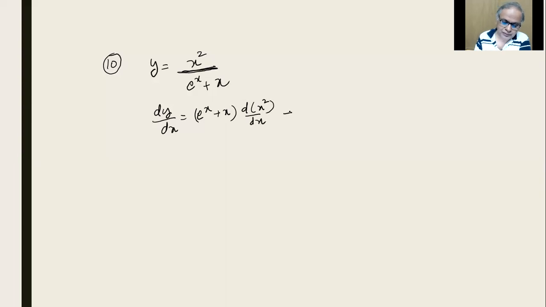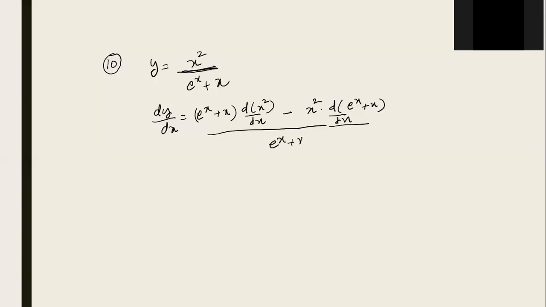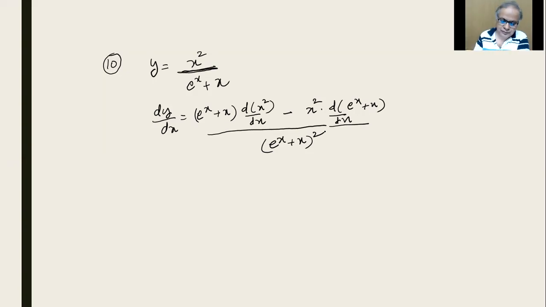Minus, this is u, this is v. So v into du by dx minus u into d of x plus x by dx, divided by v square, whole square. Right, children? Yes, sir.